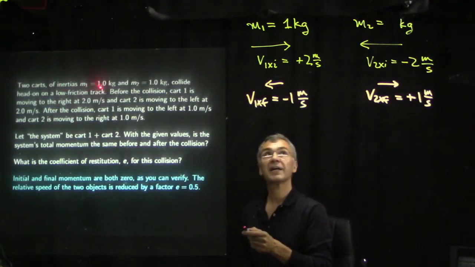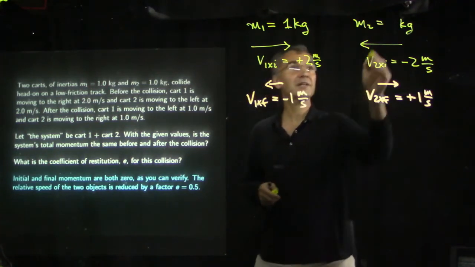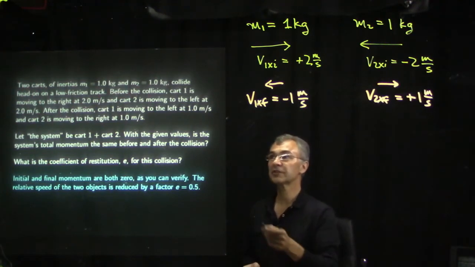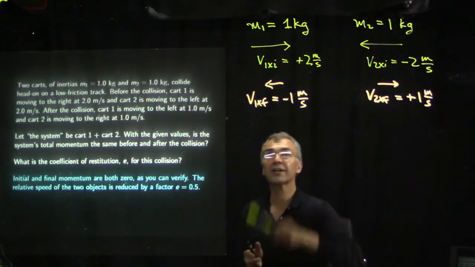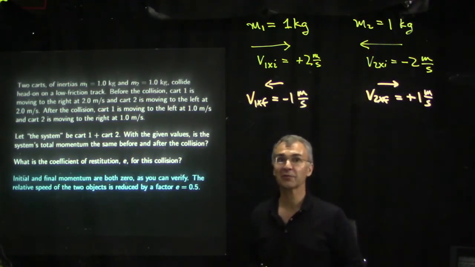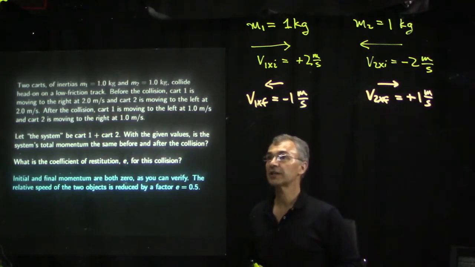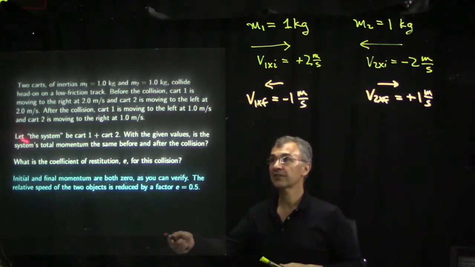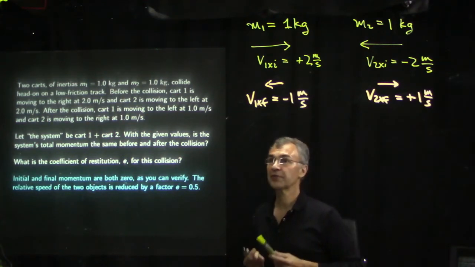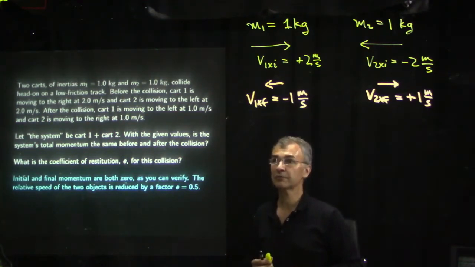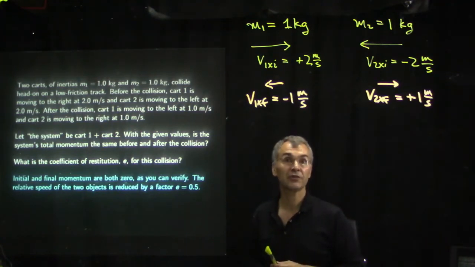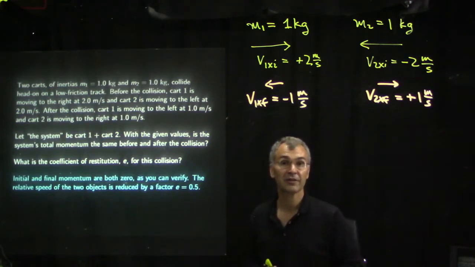Two carts, mass m1 is 1 kilogram, mass m2 is 1 kilogram, collide head-on on a low-friction track. Before the collision, cart 1 is moving to the right at 2 meters per second. Cart 2 is moving to the left at 2 meters per second. After the collision, cart 1 is moving to the left at 1 meter per second, and cart 2 is moving to the right at 1 meter per second. Let the system be cart 1 plus cart 2. With the given values, is the system's total momentum the same before and after the collision? Well, I think it is because the total momentum before the collision is 0, and the total momentum after the collision is 0. So I think this is consistent with it being an isolated system.